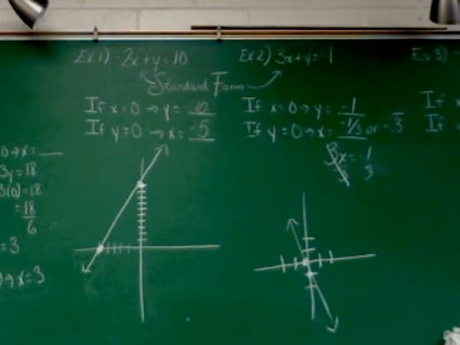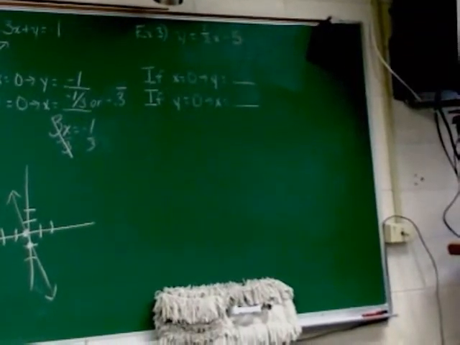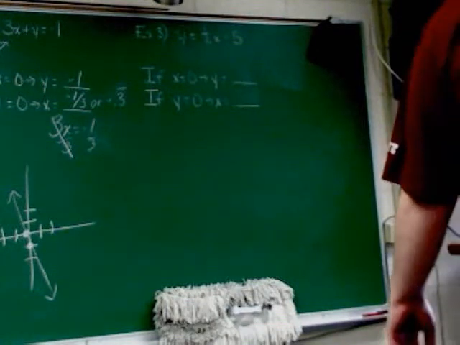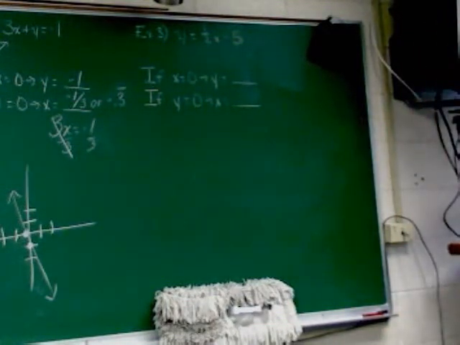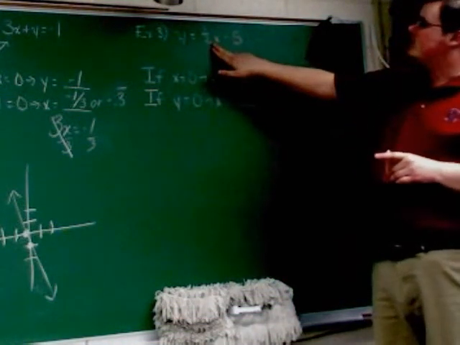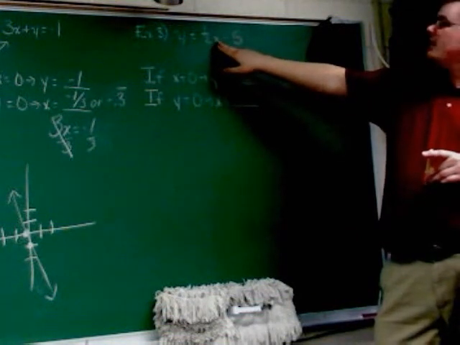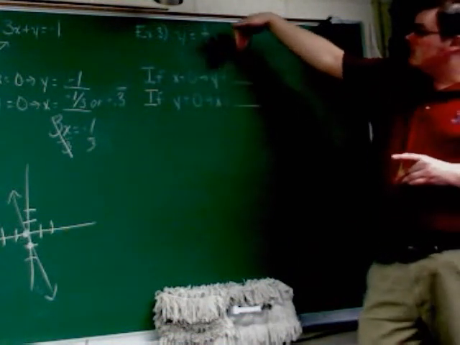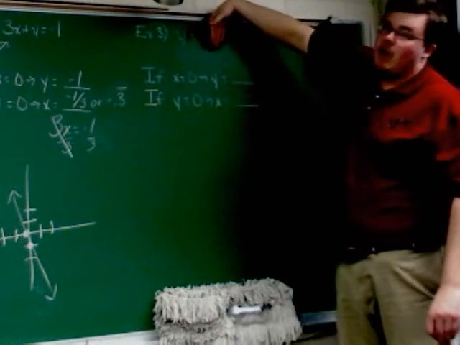Example 3, last one. Y equals 1/2 x minus 5. All right, so first time through, I'm going to let x equal 0. Now, if I let x equal 0, change that x into 0, this middle part would disappear. So as you can see, it would say y equals negative 5.